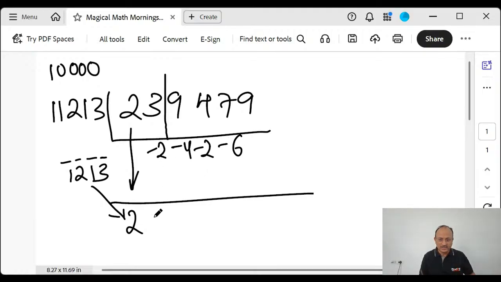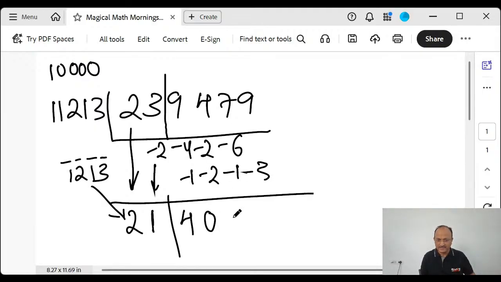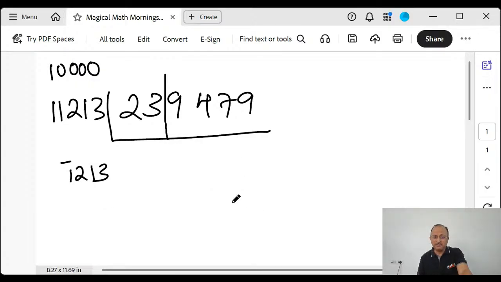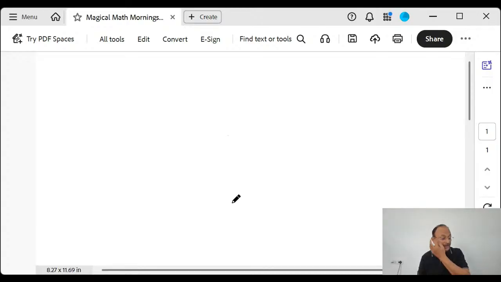And 3 minus 2 is 1. So we'll multiply with this -1, -2, -1, -3. Then you subtract this. 9 minus 4 minus 1 means 9 minus 5 is 4. 4 minus 4 is 0. 7 minus 7 is 0. 9 minus 3 is 6. 21 is the quotient and 4006 is the remainder. Okay, this is one case. You all understood. Now we'll see in case the number gets a negative remainder.